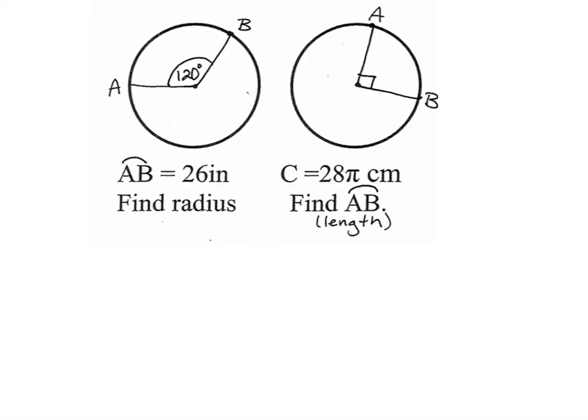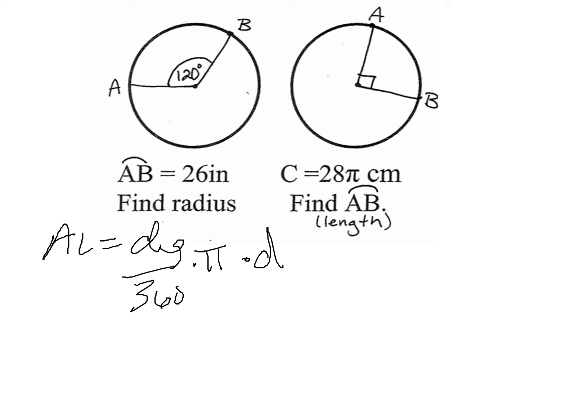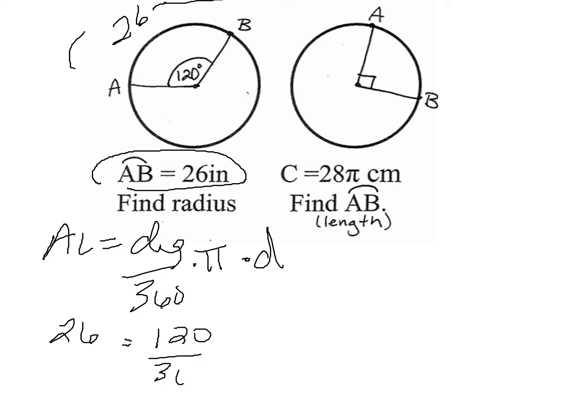Alright, then here's a couple where they work them backwards. Find the radius, same thing, put the whole formula. Arc length is degree over 360 times pi times diameter. Arc length AB is 26 inches. Since that's inches, you know that's an arc length. Alright, that's 26 inches out here, right? And we're looking for the degree. We got that. That's a central angle. It equals the arc. Remember that? Divide 360 times pi times diameter.